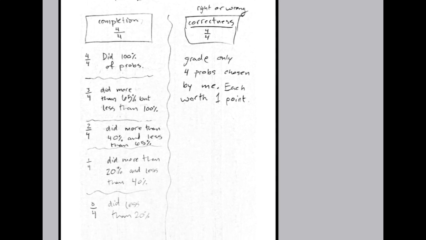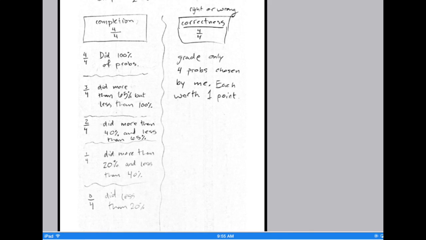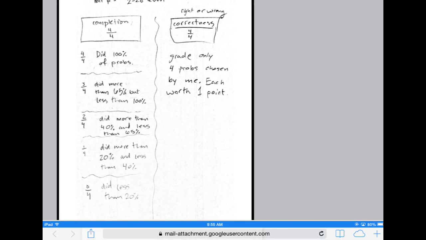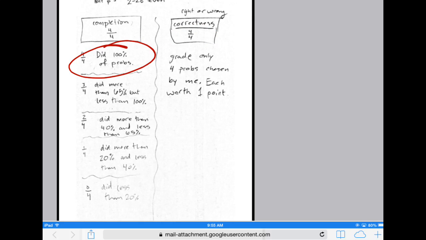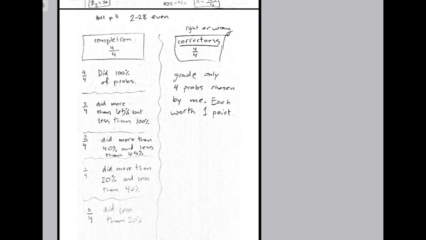All right, so let's look at the rubric, I suppose. There's 2 grades for this. You're going to add these grades together. So it's 4 out of 4 for completion, 4 out of 4 for correctness. For completion, if they did 100% of the problems, they get a 4 out of 4. In this particular assignment, they do 2 through 28 even. That means that's 14 problems.